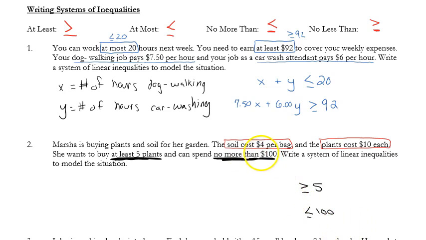Well, that's my money equation. So the two things that I'm dealing with here is soil and plants. So I might use S is amount of soil, and P is the number of plants.